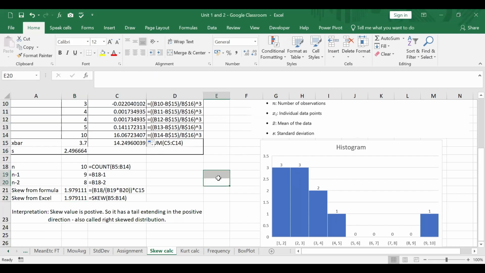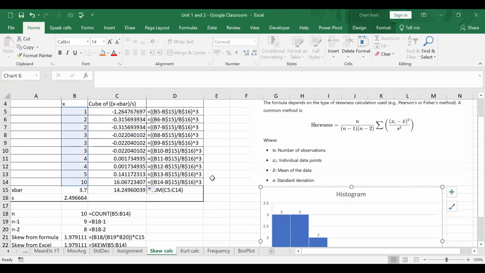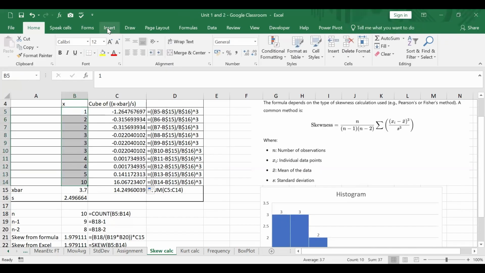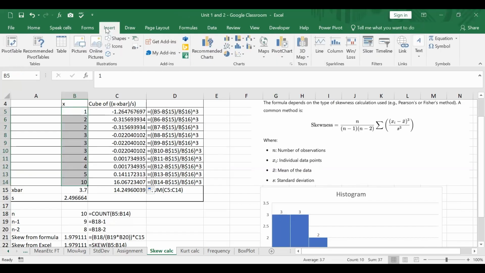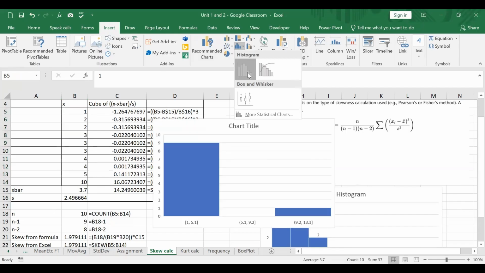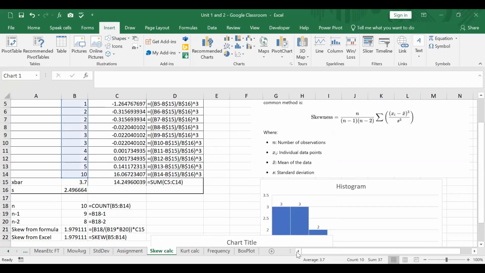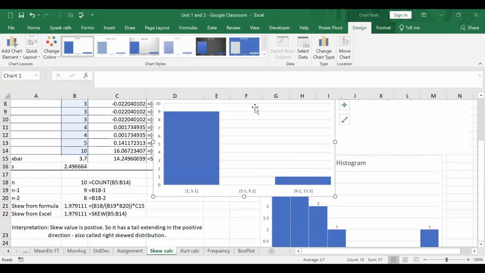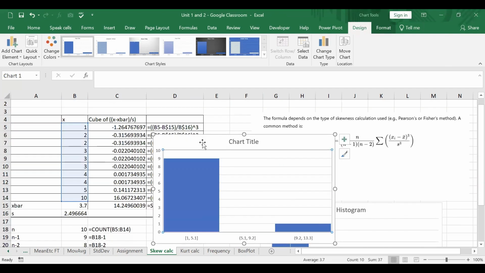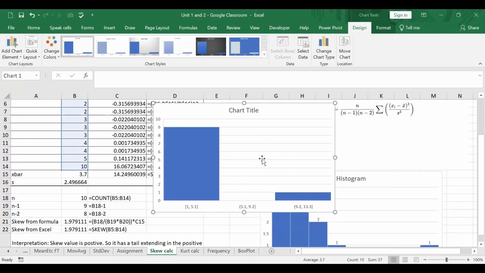And to visualize how it is, let us draw a histogram. To draw the histogram, you have to select this data, and then you say insert. Insert histogram comes here. This is a histogram. You will get a default view like this. Now let us do some changes here in the graph.